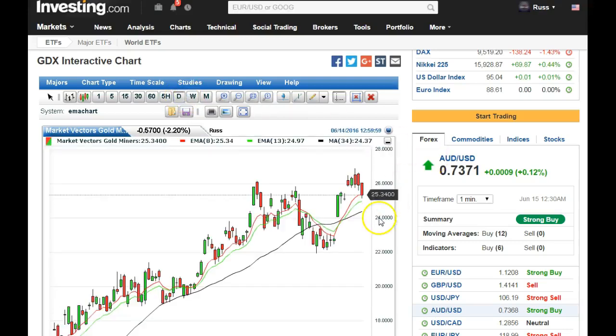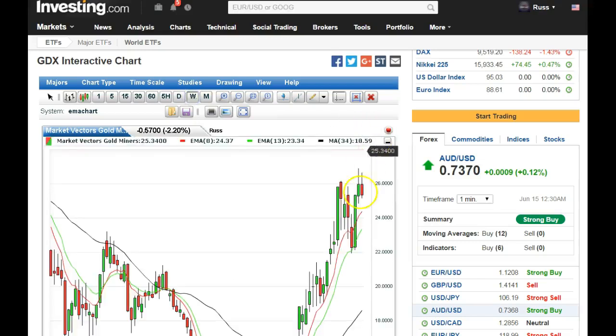Where is that previous gap on the daily? Starts at 24 down to 23. Back to the weekly. Where's the 8?